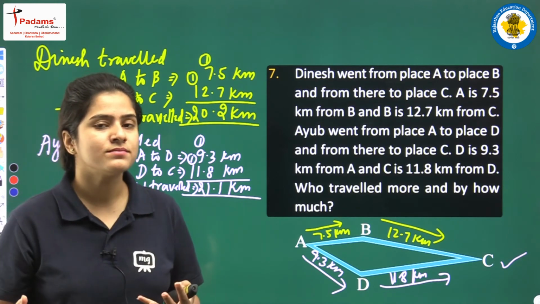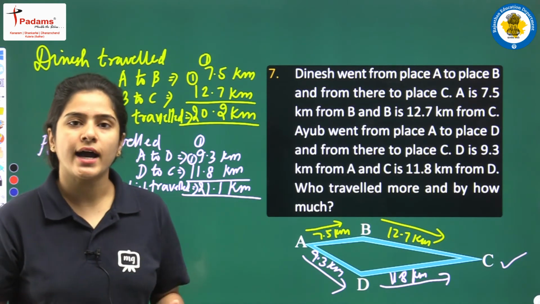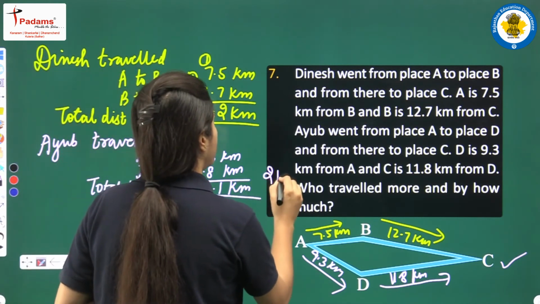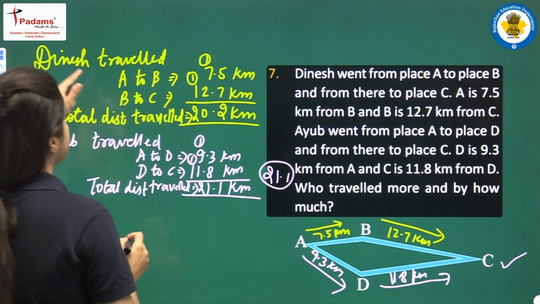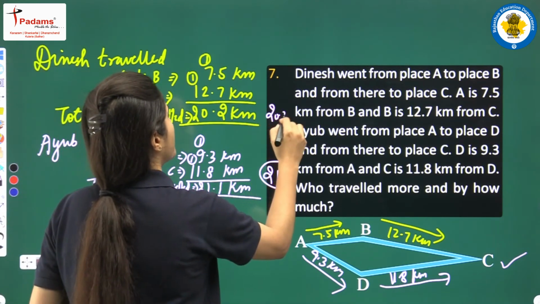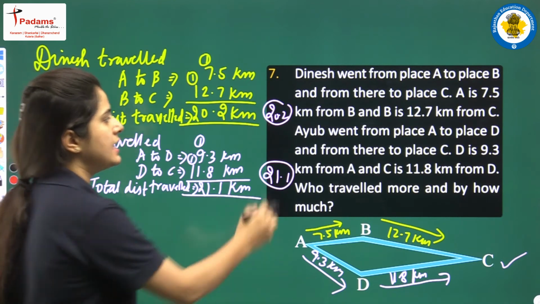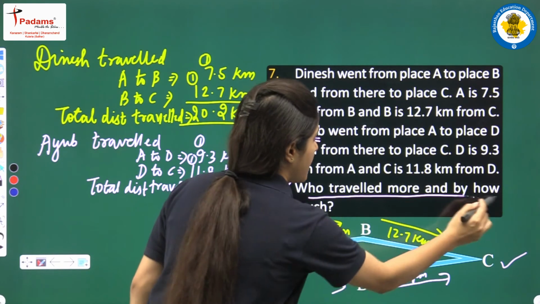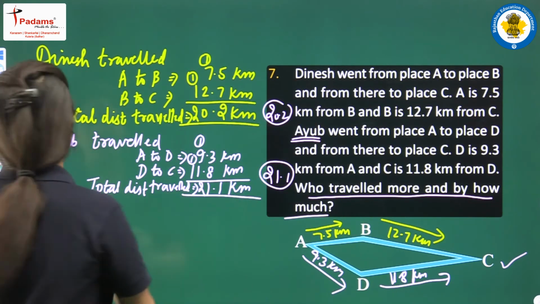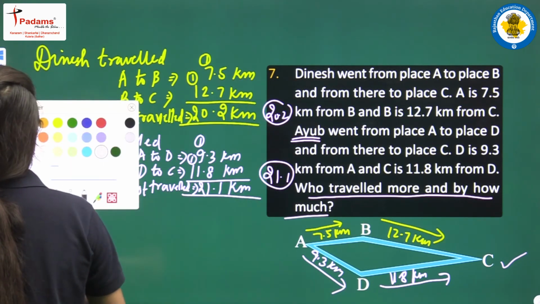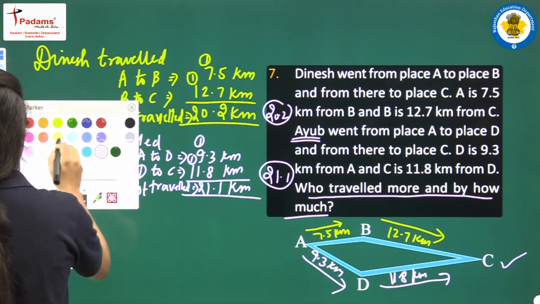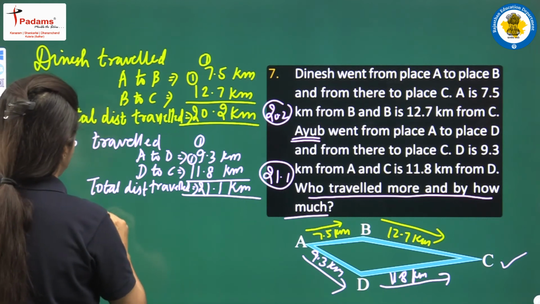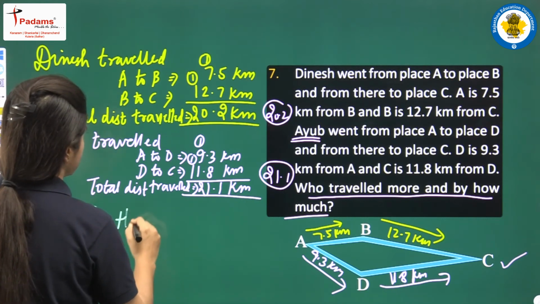Who travelled more? Clearly, students, Ayub travelled more, because he is travelling 21.2 kilometers and Dinesh is travelling 20.2 kilometers. So who is travelling more? Obviously, Ayub is travelling more. Alright students, now we need to find out by how much Ayub travelled more, and we'll be doing that part next. So the difference, by how much, we have to find out.